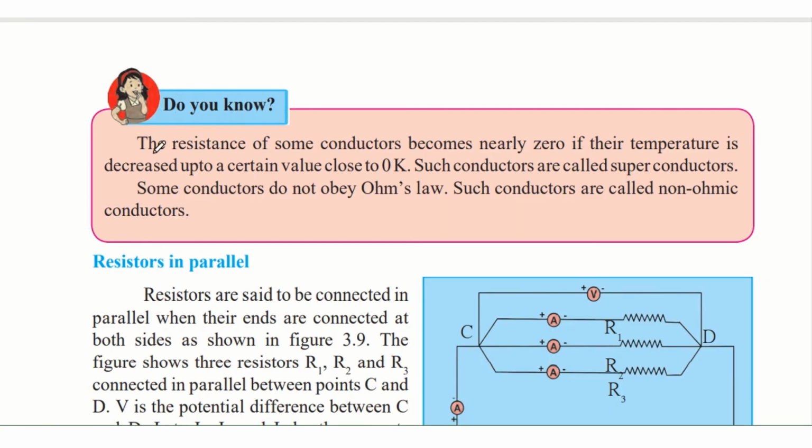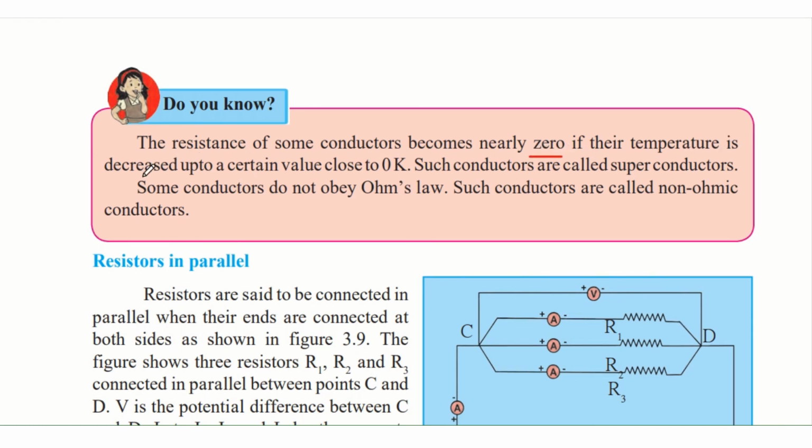Do you know the resistance of some conductors becomes nearly zero if their temperature is decreased up to a certain value close to 0 Kelvin? So there are certain conductors made of a certain material that if you decrease the temperature very low, very close to 0 Kelvin, which is around minus 273 degrees Celsius, then the resistance becomes nearly zero. And if resistance is zero, the current can flow freely because there is no resistance to it. So therefore, such conductors are called superconductors.